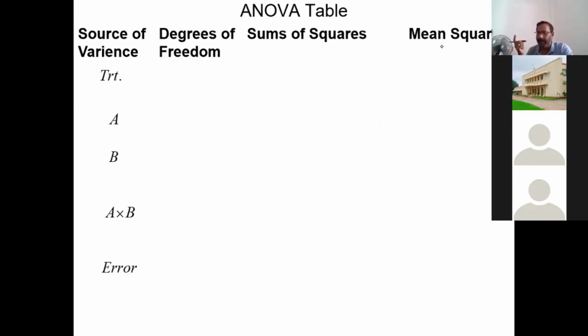Then we have the rest. In CRD, look at it. In CRD, we have treatment, error, and the total. So here, this actually belongs to this component. It has been expanded. So that is the concept. Right, total. Now we will come to the degrees of freedom.